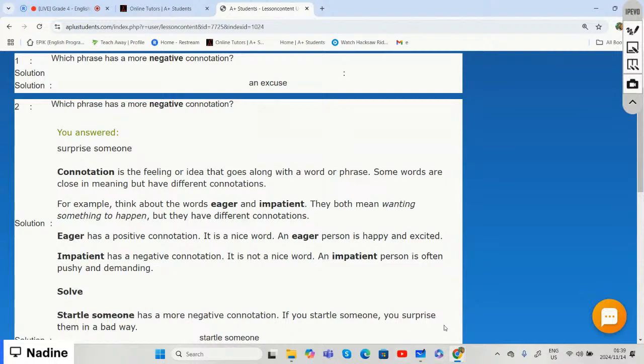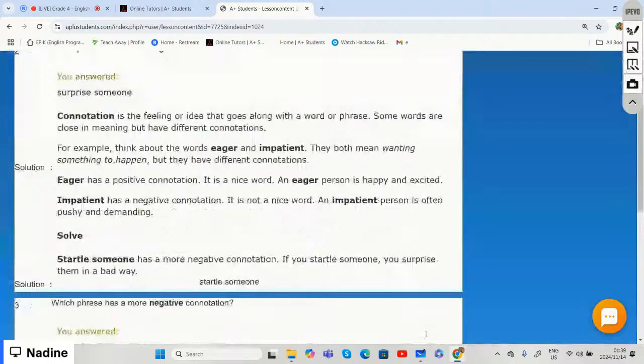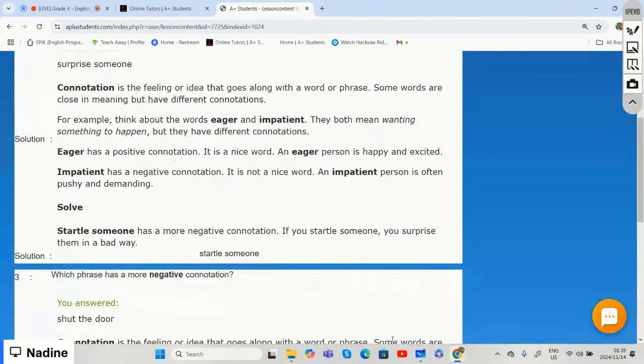All right. Now it says, with connotations, it is the feeling or idea that goes along with the word or phrase. Some words are close in meaning, but they have different connotations. We have positive connotations and negative connotations. So, an example of connotations: think about the words eager and impatient. Eager and impatient both mean wanting something to happen, but they have different connotations.